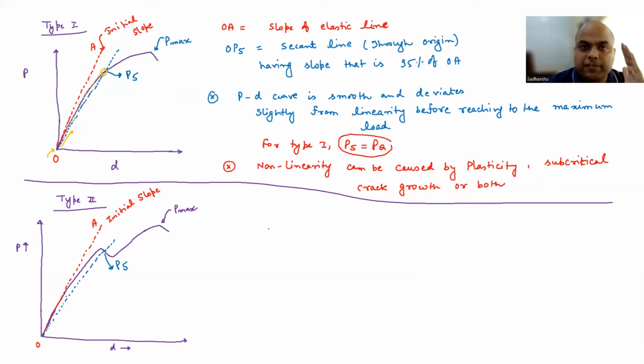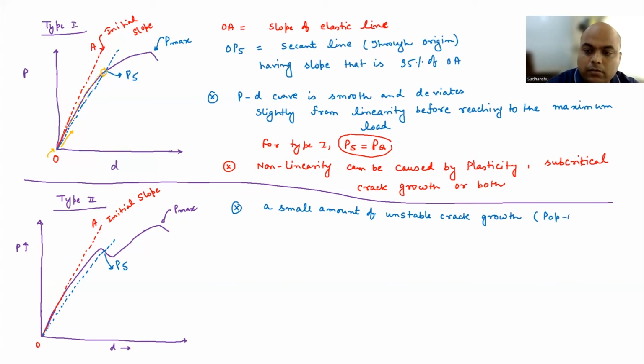Okay. So now we know OA, which is the linear curve. OP5 is the second line, which is having a slope that is 95% of OA. Okay. Now, what do you see? There is a small drop, right? That is called popping. So what you observe here is a small amount of unstable crack growth, which is popping, before the curve deviates from linearity by 5%.